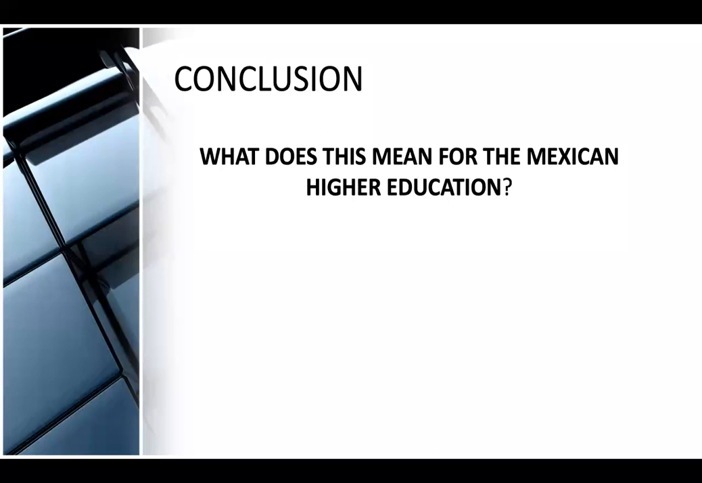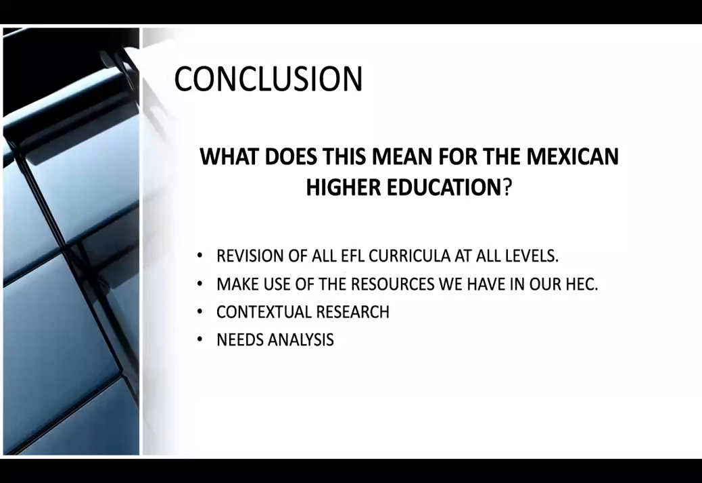But what does the evidence that we obtained mean for Mexican higher education? We think that we need to revise and check all EFL curricula at all levels, not only in university levels, but also in basic education, to ensure that students, when they enter basic education, start learning the language progressively. So when they get to university, they have at least an intermediate level that helps them continue learning English and then progress to advanced levels. Also, we have to make use of the resources that we have in our higher education context to promote language learning and teaching.